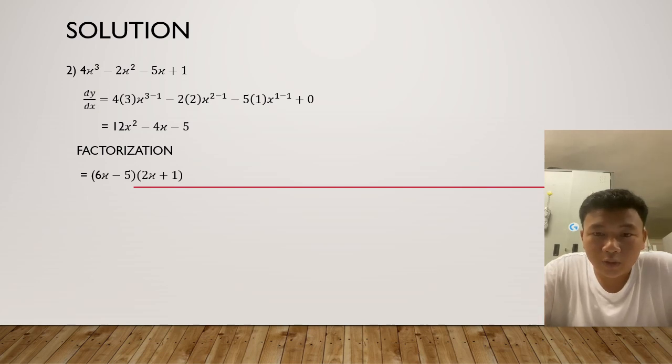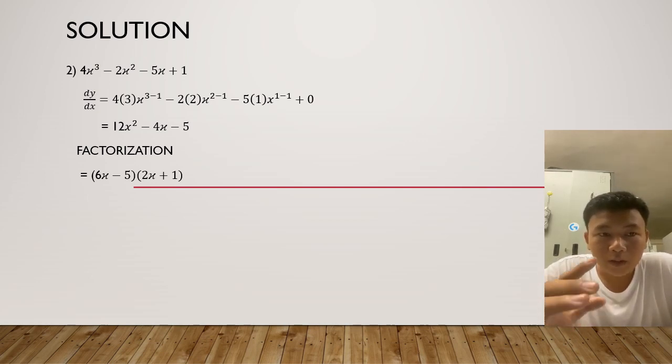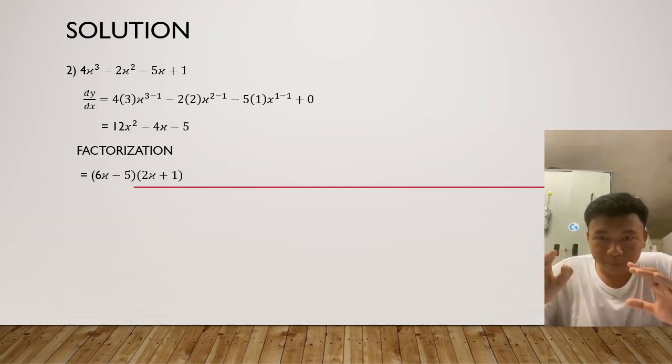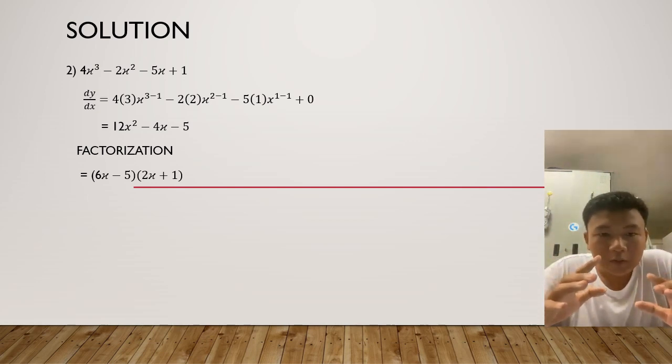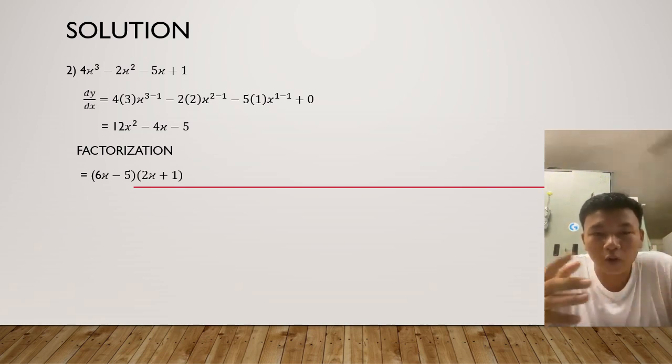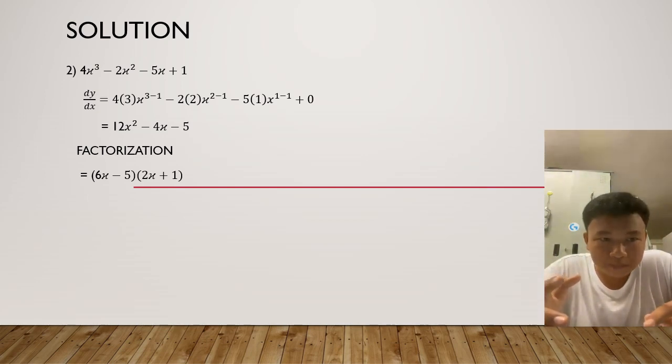First of all, we need to write dy over dx equals 4. In the bracket, we need to write 3, because the power is 4x power of 3. So 3 we need to bring down, and we need to multiply with 4: 4 times 3 in bracket, x power 3 minus 1. Why minus 1? Because we will use the power rule. So the power needs to be minus 1.